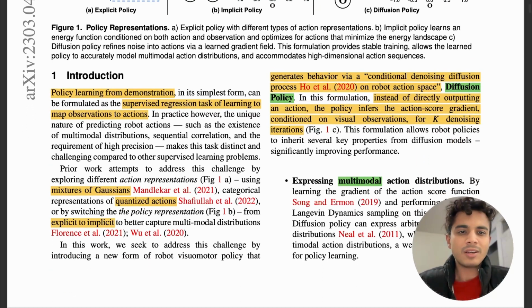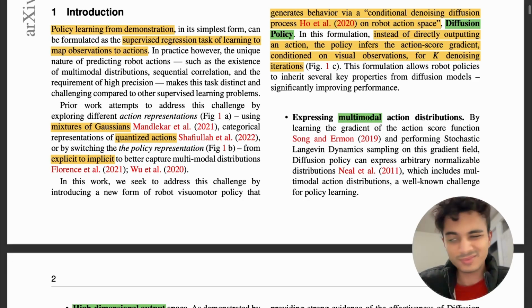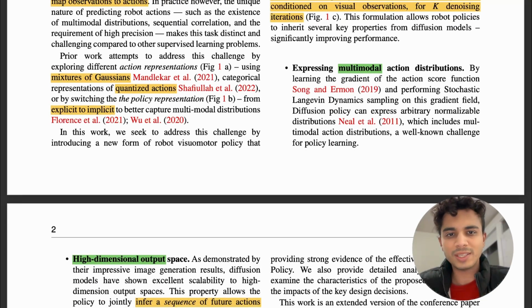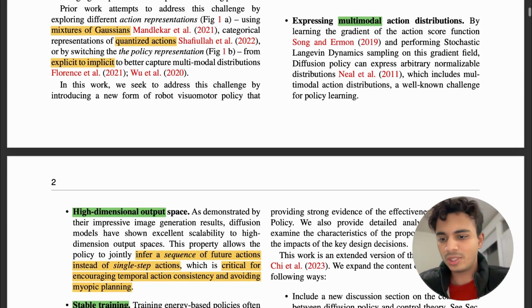If I were to formally introduce this, I would say that instead of directly outputting an action, the policy infers the action score gradient conditioned on visual observations for k denoising iterations. I know, extremely heavy, but we'll look into these details very soon. Let's first talk about what the key properties of diffusion policy, diffusion models are that we are trying to bring in this paper.